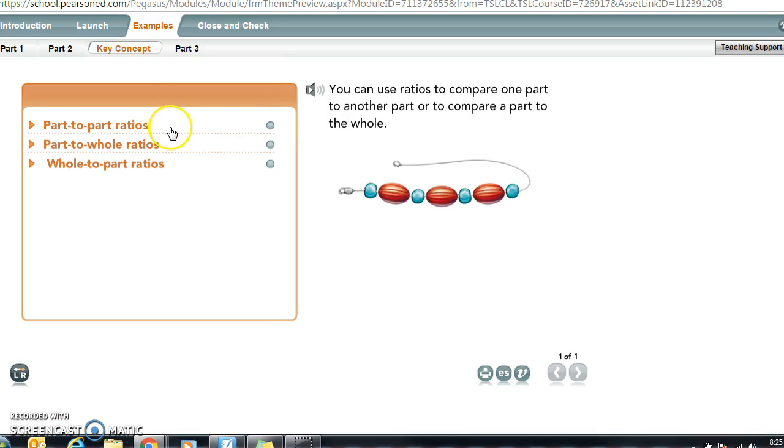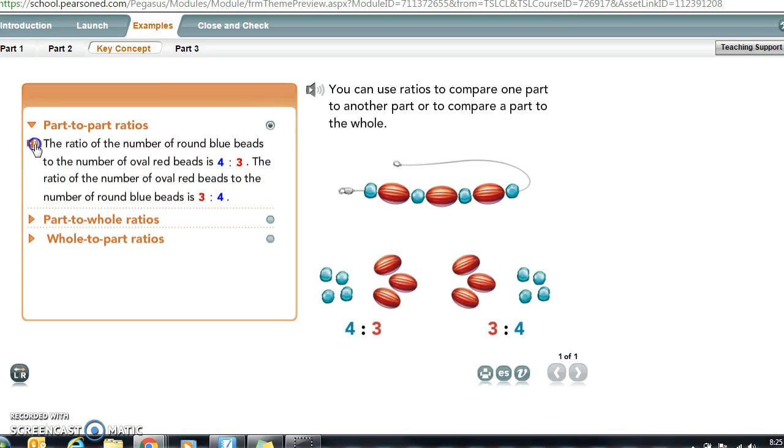So there are 3 different types of ratios that you need to know about. There are part-to-part ratios, part-to-whole ratios, and then whole-to-part ratios. The ratio of the number of round blue beads to the number of oval red beads is 4 to 3. The ratio of the number of oval red beads to the number of round blue beads is 3 to 4. So, part to part, we know that we are comparing 2 parts, blue beads versus red beads.